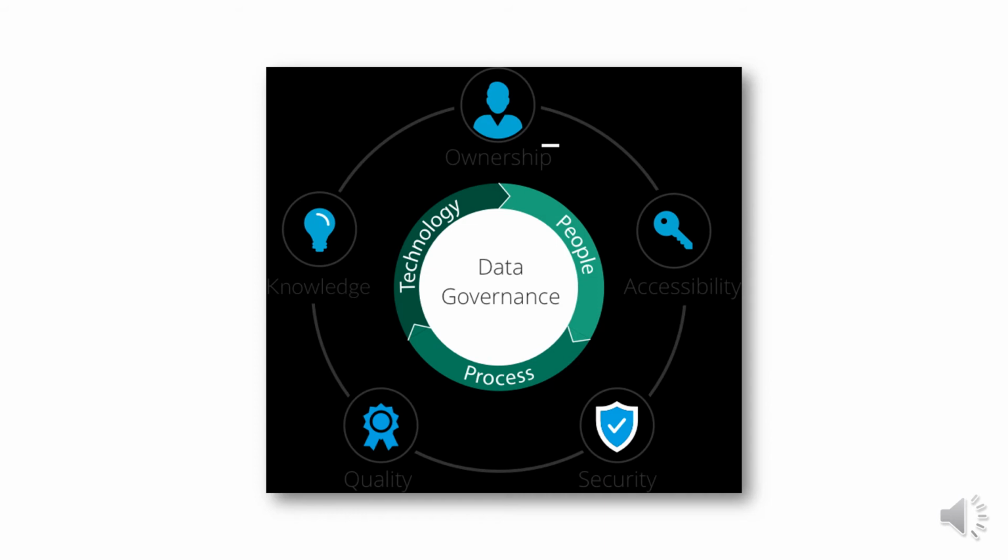This is a good view graph of data governance, which has three main components: the technology, people, and process. And how this data governance is related to each other: the ownership, accessibility, security, quality, and the knowledge. So basically there are 5 major components and 3 specific components: people, process, and technology. And through ownership, accessibility, security, quality, and knowledge, they are connected to each other.